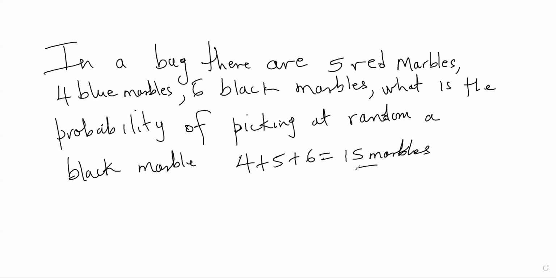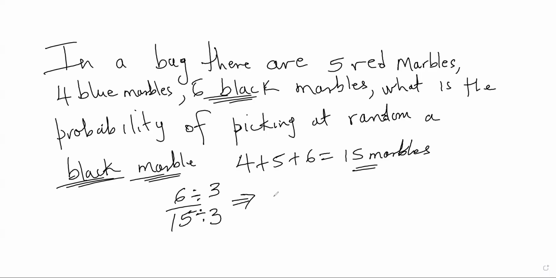And since the question said, what is the probability of picking at random a black marble, I went to find how many black marbles there are. And I said 6. So I said 6 over 15. And I had to find the lowest term. The number that you're going to use to divide is 3, since 3 can go into both of them. And your answer will be 2/5. And if you want it as a percentage, your answer would be 40%.